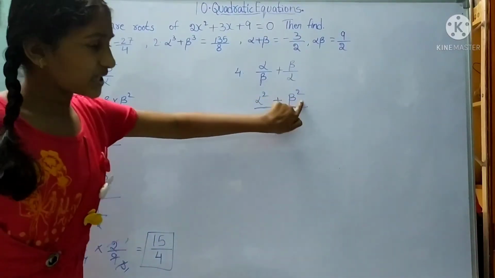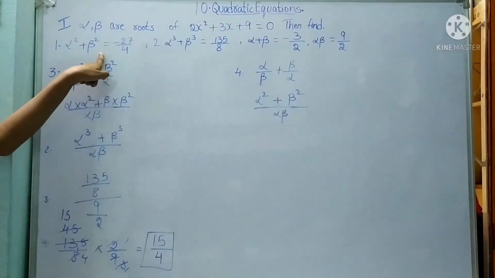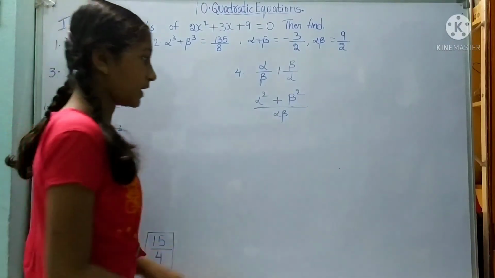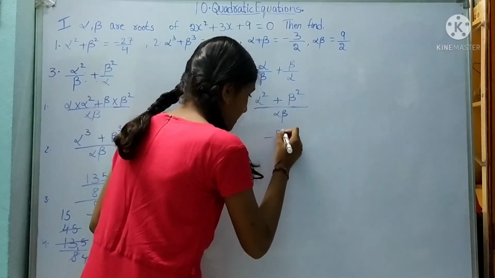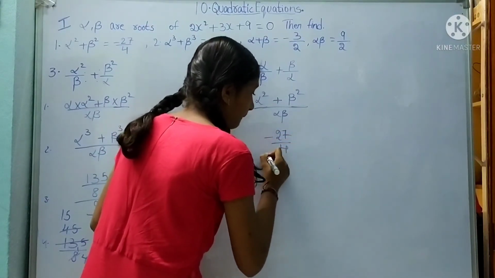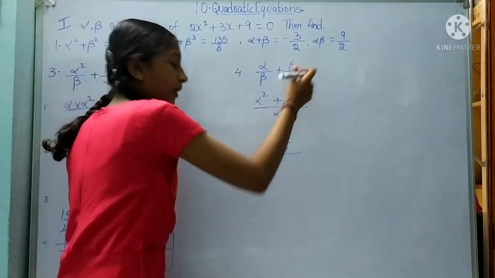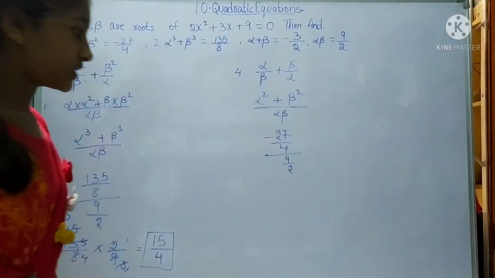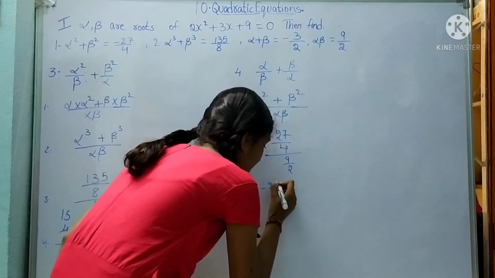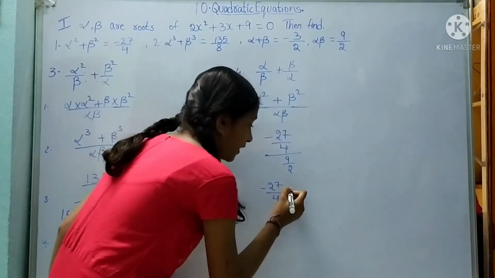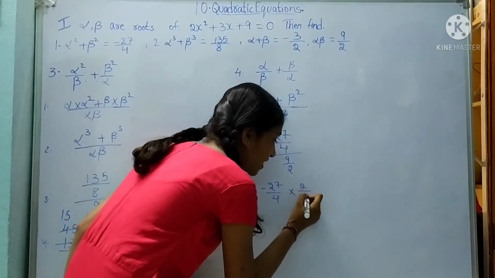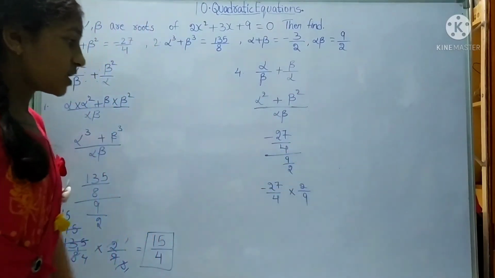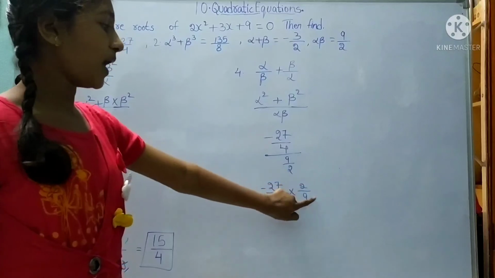So alpha square plus beta square, here we have alpha square plus beta square already found. So what is the value? Minus 27 by 4. Substitute the value. So minus 27 by 4, by what is the alpha beta? 9 by 2. Okay? Now reverse it. Minus 27 by 4 into 2 by 9. It will reverse, means the denominator will go in the numerator and the numerator will go in the denominator. So here minus 27 by 4 into 2 by 9.